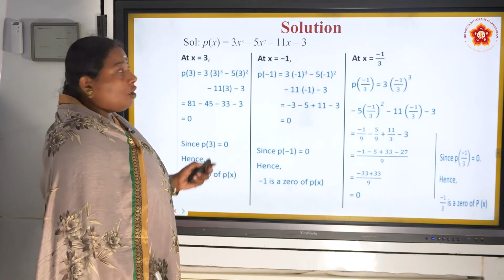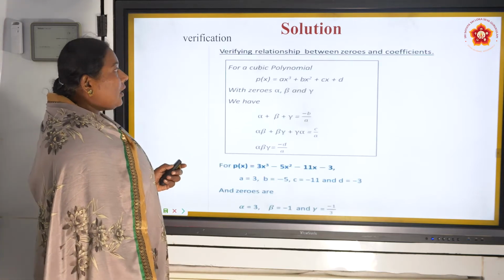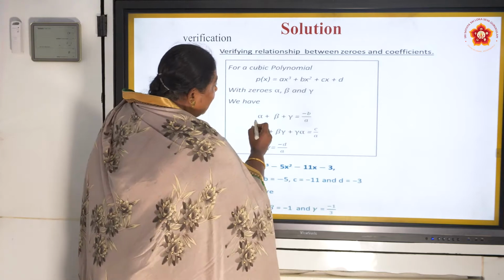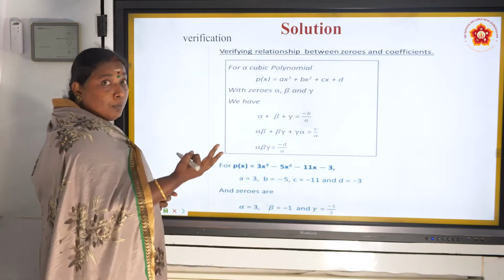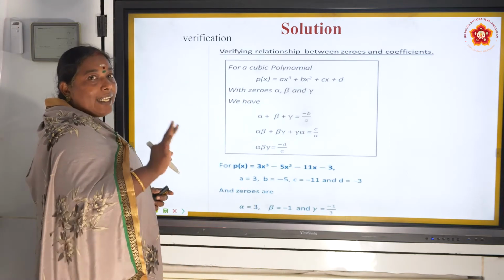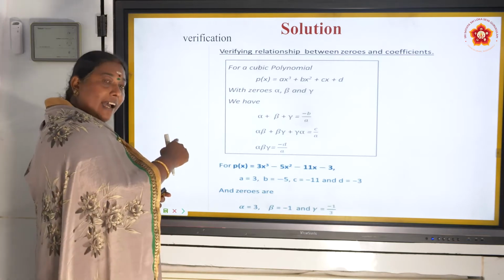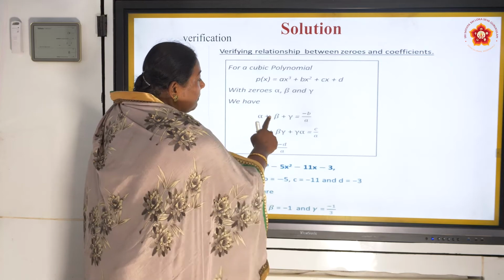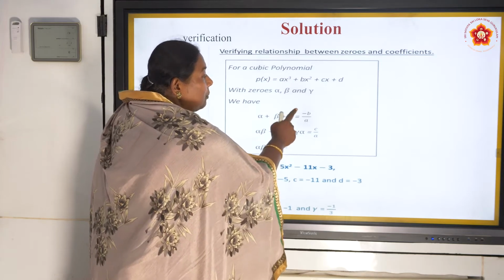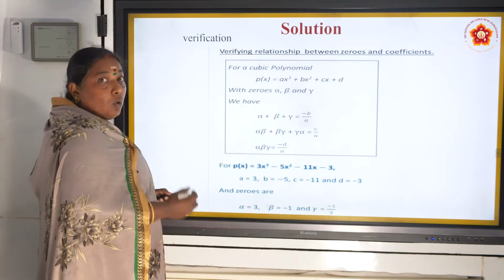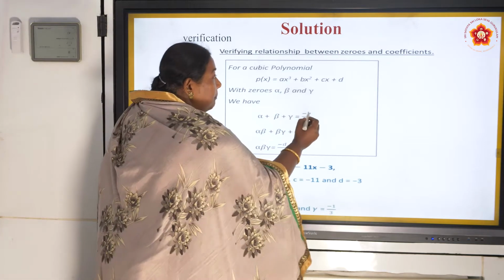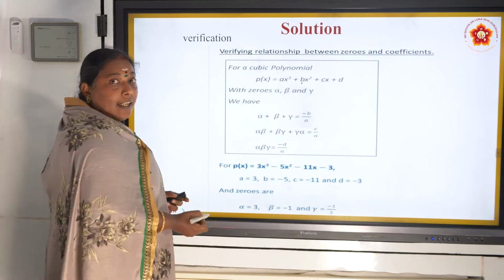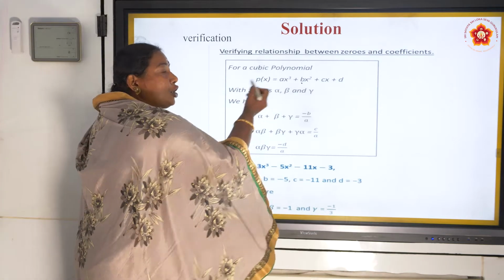verification. To verify, I want the formulas first. What are all the formulas? If I have a cubic polynomial, I will get 3 zeros. So what are all the formulas I need to verify? Alpha plus beta plus gamma is equal to minus b by a. Who is b and a? B is the coefficient of x square, and a is the coefficient of x cube.